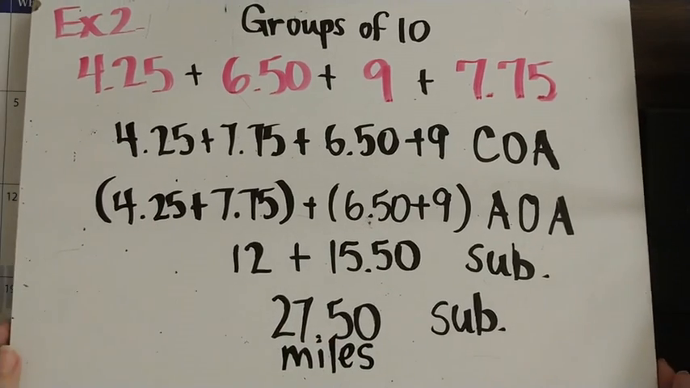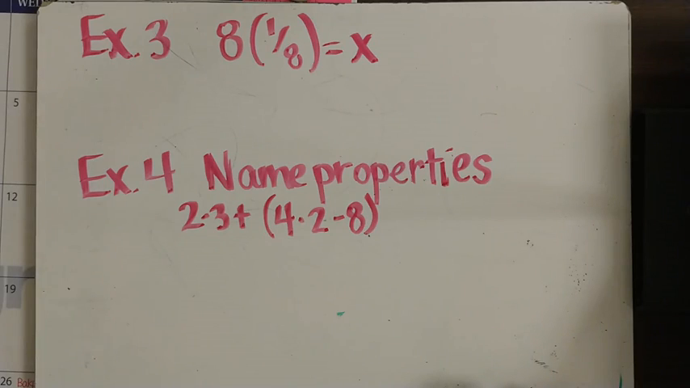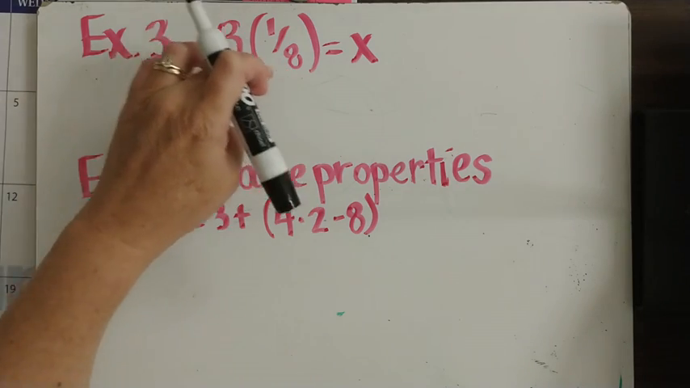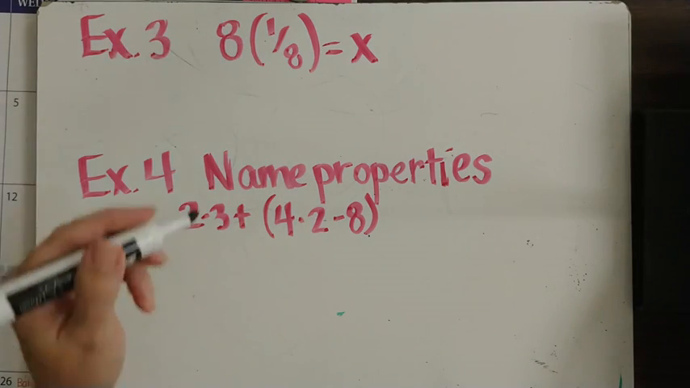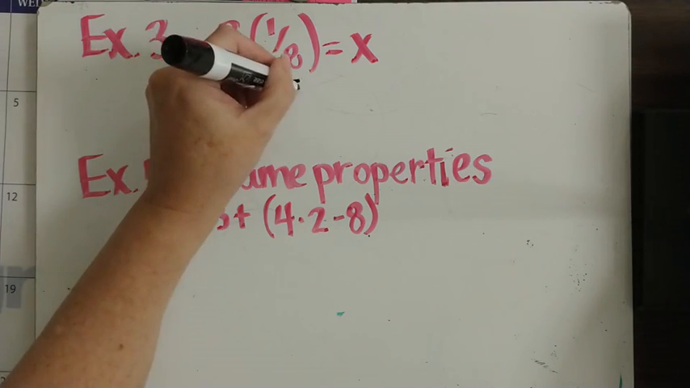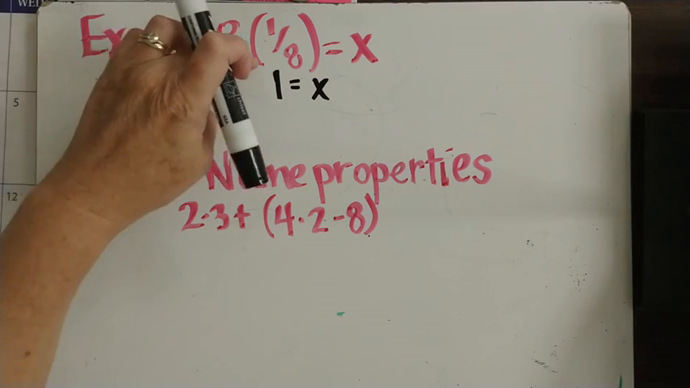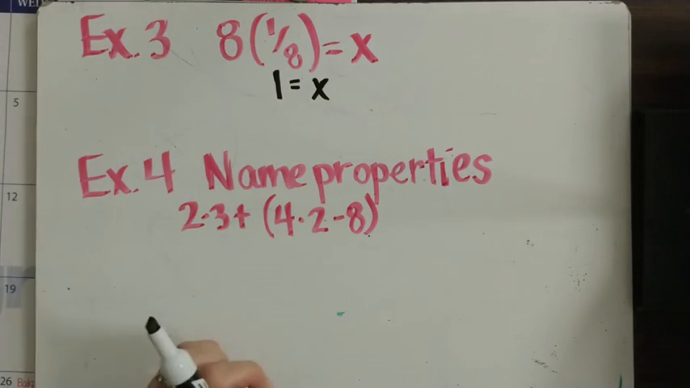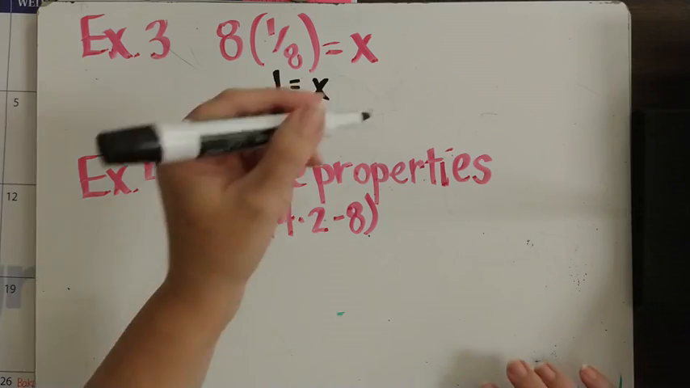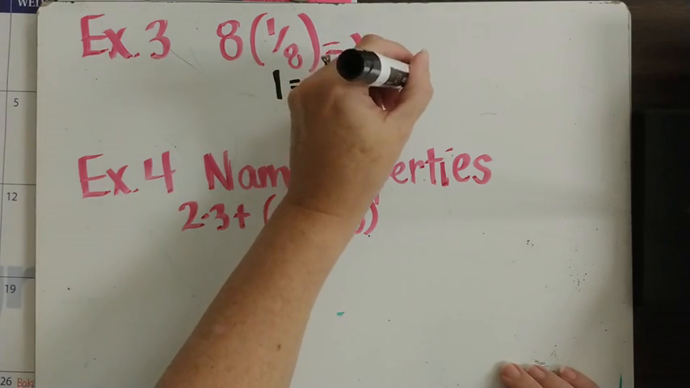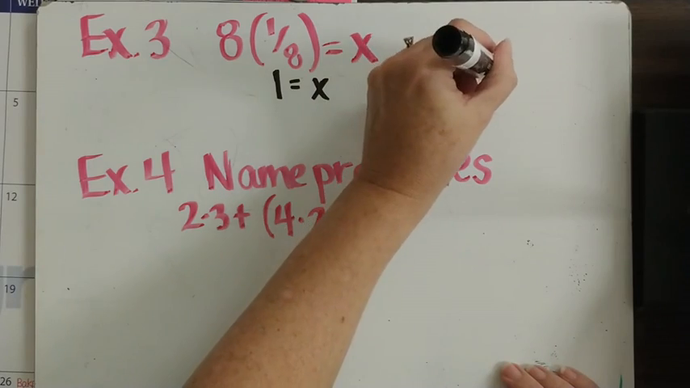Now let's go down to number 3. On number 3, we have a simple problem that wants us to find the value of x and name the property used. If you multiply these two numbers together, you get 1 equals x. And there is a multiplicative property that tells us if you multiply the reciprocals, then you will get 1. And we call this multiplicative inverse.